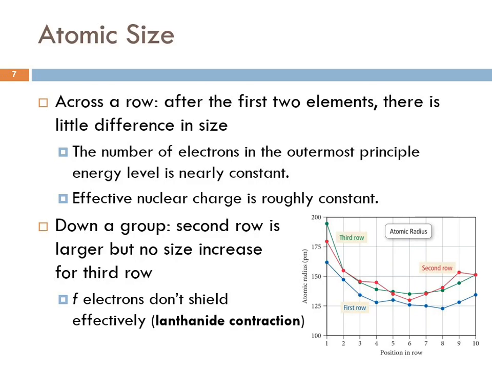So what we see with the transition elements is as we go across a row, after the first 2 elements, there's not much difference in size. And so we've got graphs here. For the first 2 elements, there's a big drop in size. And then after that, there's some variation here, but there's not really a trend as we go across.